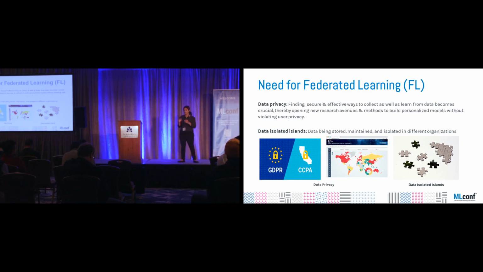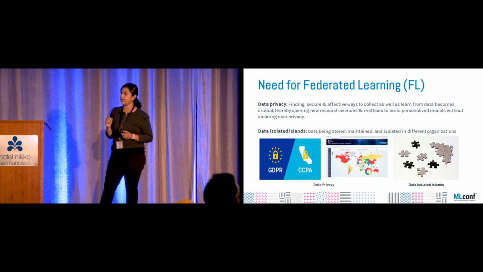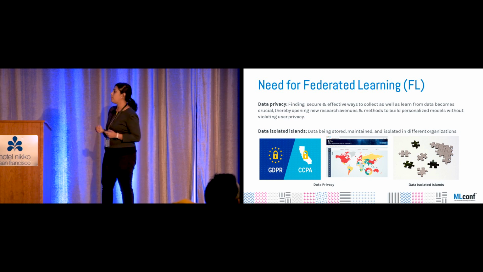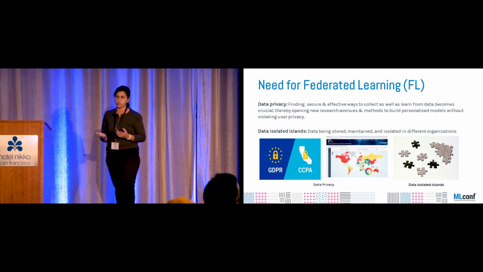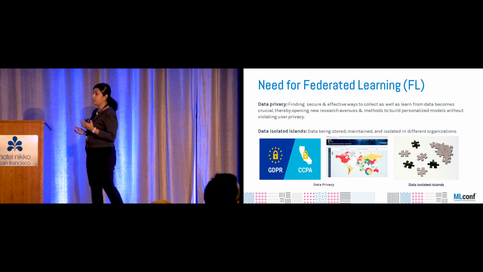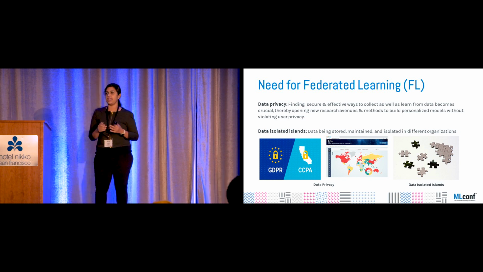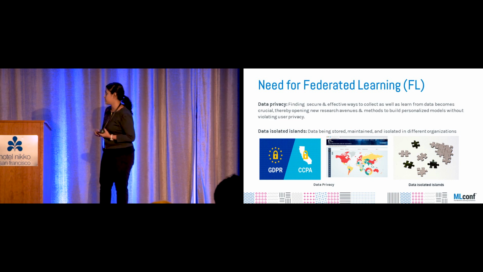Now, several factors have led to the global consensus on focusing on data privacy. As traditional machine learning algorithms have been exposing a lot of their drawbacks, finding new and even secure ways to collect data and learn from it becomes crucial. Thereby, this opens research avenues for us to build personalized machine learning or deep learning models without violating user privacy or having constraints there.